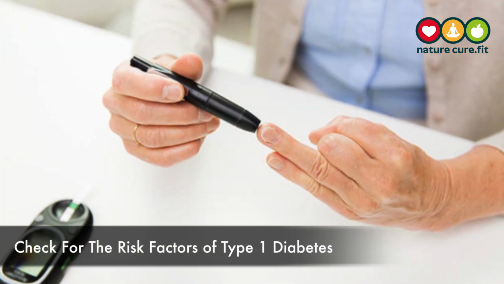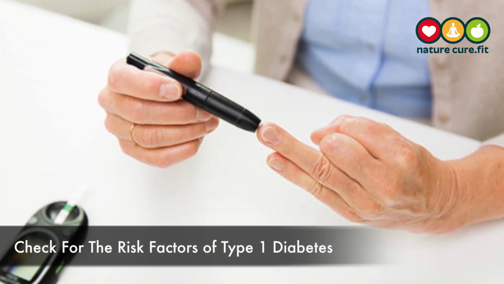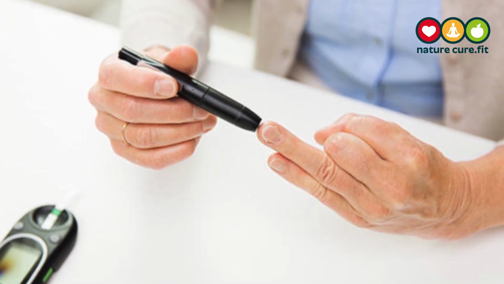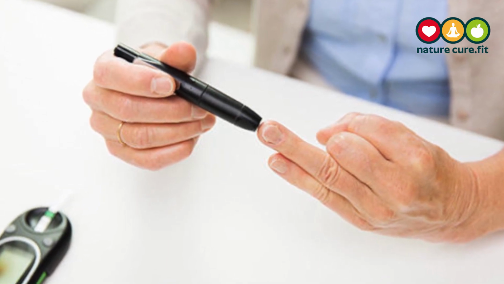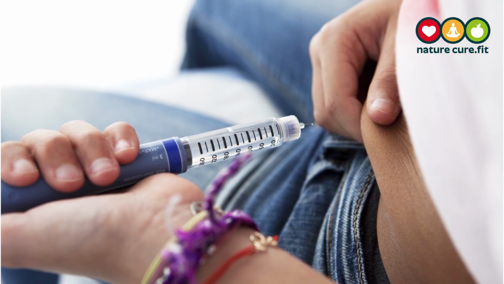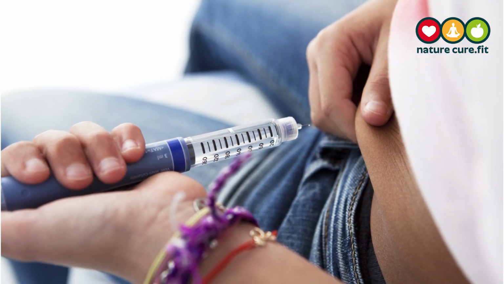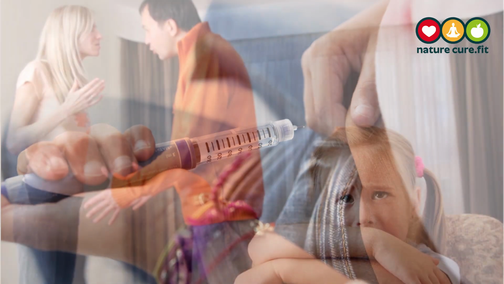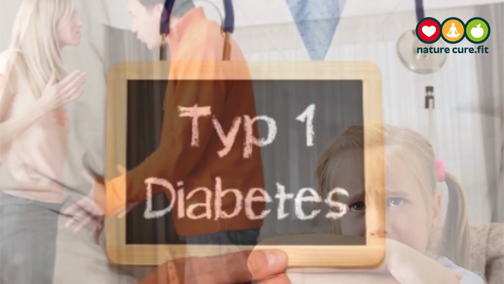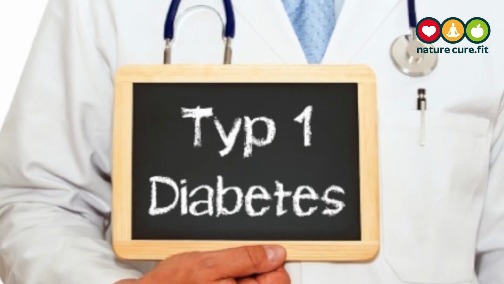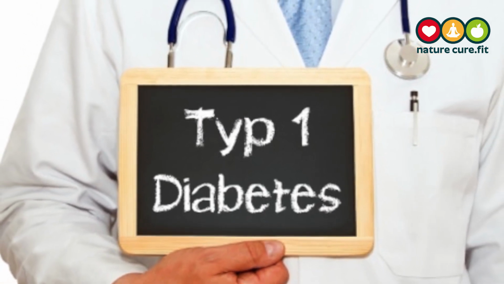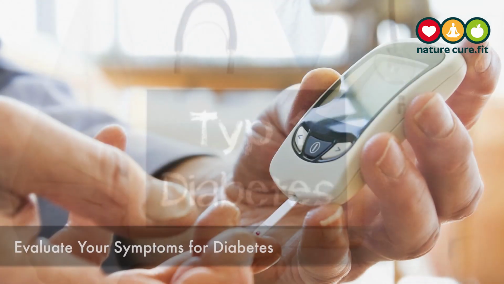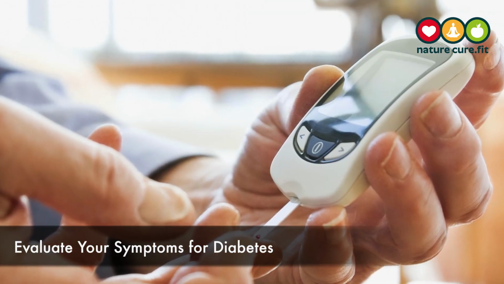Check for the risk factors of type 1 diabetes. Experts believe this condition is caused by a mix of genetic predisposition and environmental factors. Cold weather and viruses may trigger the development of type 1 diabetes in susceptible people. Early childhood stress. If you have an identical twin with type 1 diabetes, you have about a 50% chance of also developing the disease.